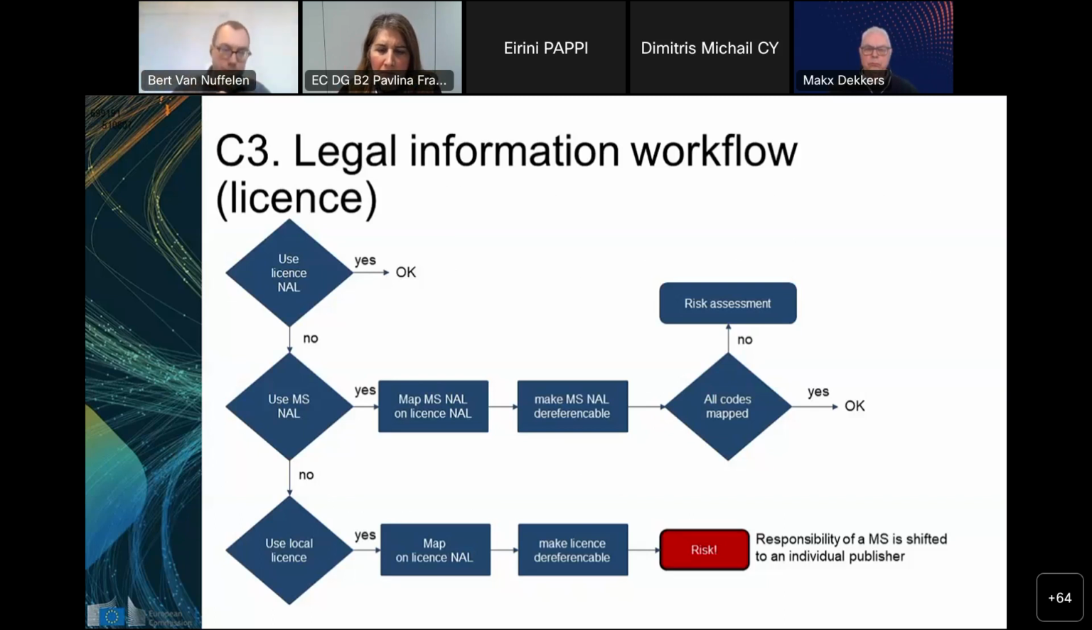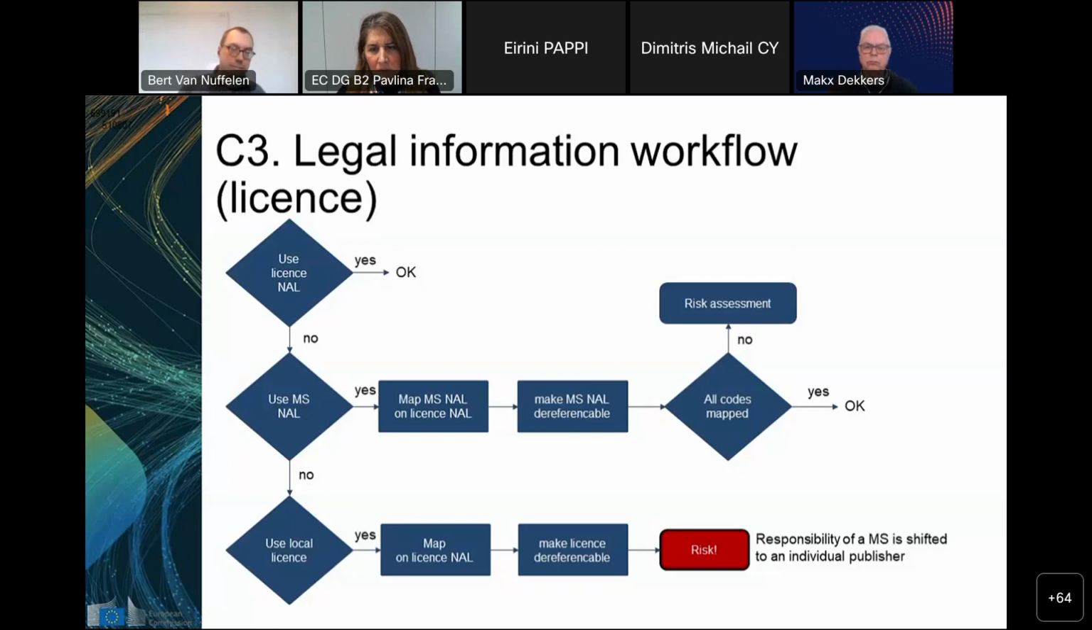If you're not using that code list, you might have a member state code list. What you have to do then is map the code list of your member state onto the Publications Office code list, and ensure that your member state code list is dereferenceable, that all the codes are dereferenceable. If everything is mapped, then you know that you have covered it and that you don't have an issue. If some of them are not mapped, then you have to do your own risk assessment. In the case that you have a high-value dataset that would point to a non-mapped code, then you will be called on to explain how it is related to CC BY 4.0.